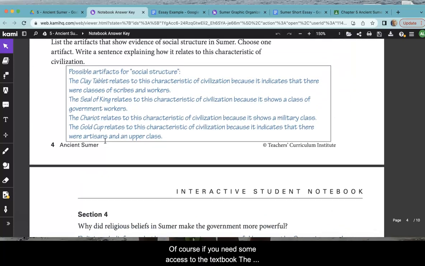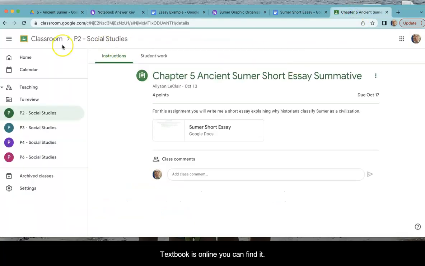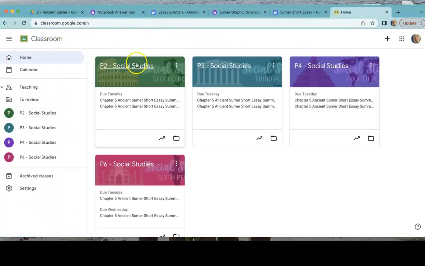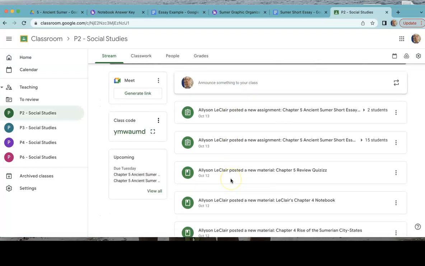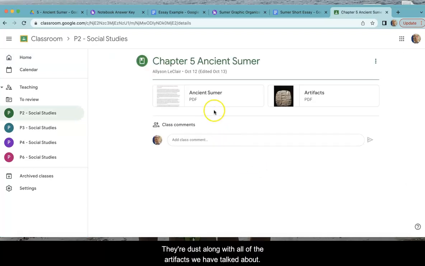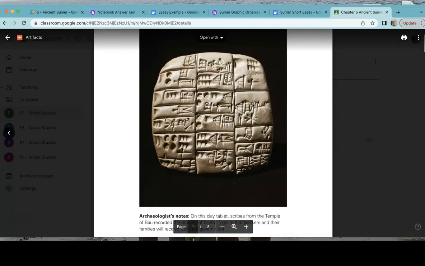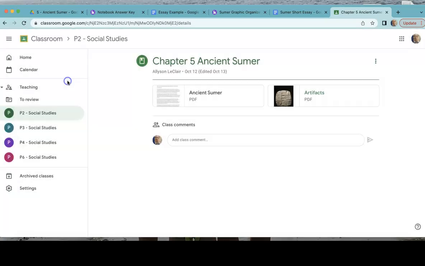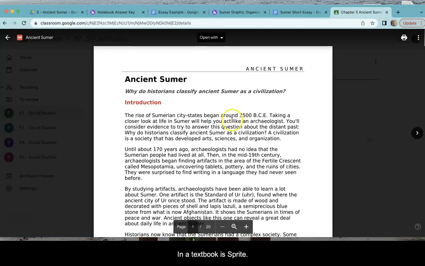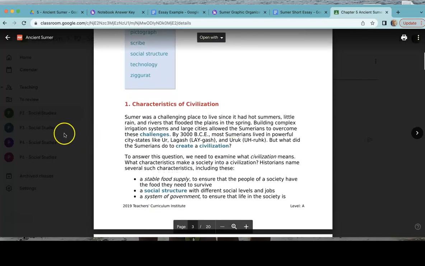Of course, if you need some access, the textbook is online. You can find it right here. And there it is, along with all of the artifacts we have talked about this chapter. And the textbook is right here. So you have access to that as well if needed.